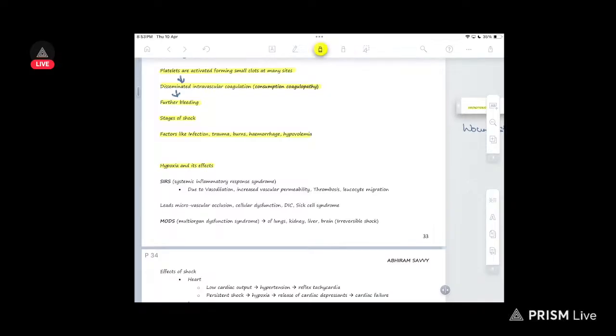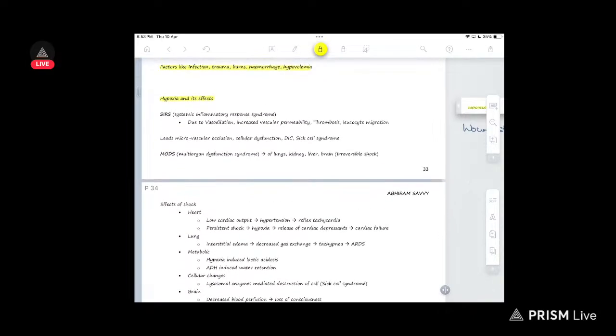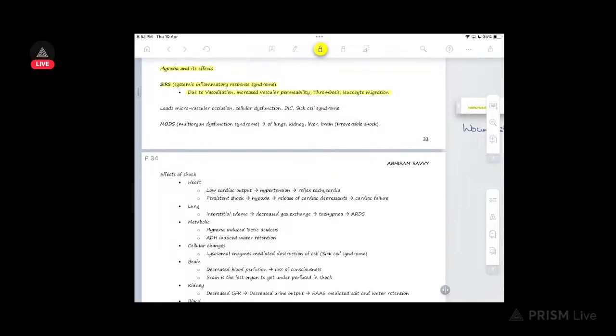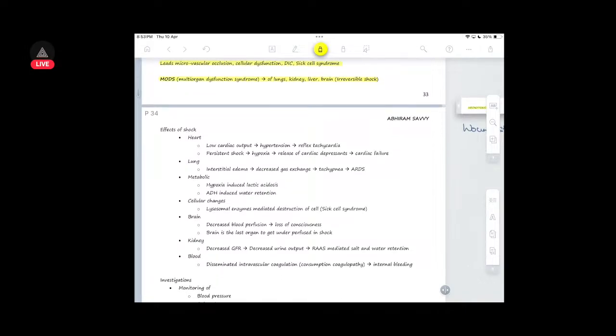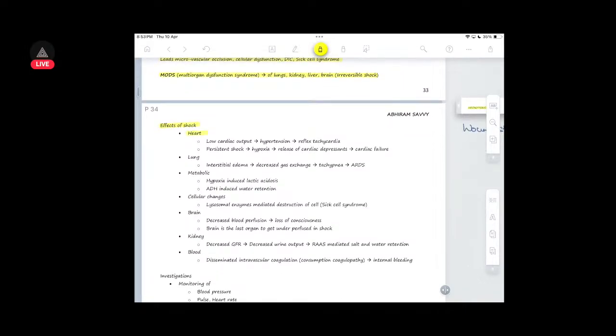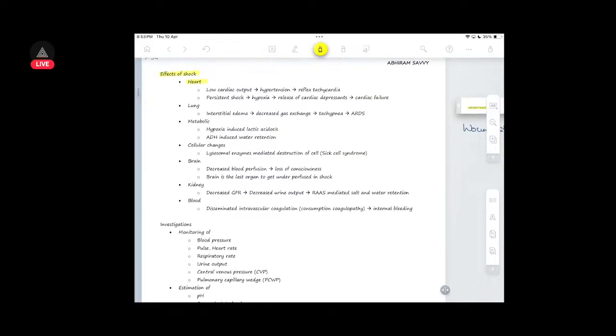Hypoxia and effects also can be seen. Then you have severe systemic inflammatory response syndrome. Due to vasodilation, there is severe vascular permeability, thrombosis, and leukocyte migration. It leads to microvascular occlusion, cellular dysfunction, DIC, and sickle cell syndrome. You have multi-organ dysfunction syndrome of lungs, kidney, liver, and brain. So the effect of shock is on the heart, lung, metabolism, cells, brain, kidney, and blood.